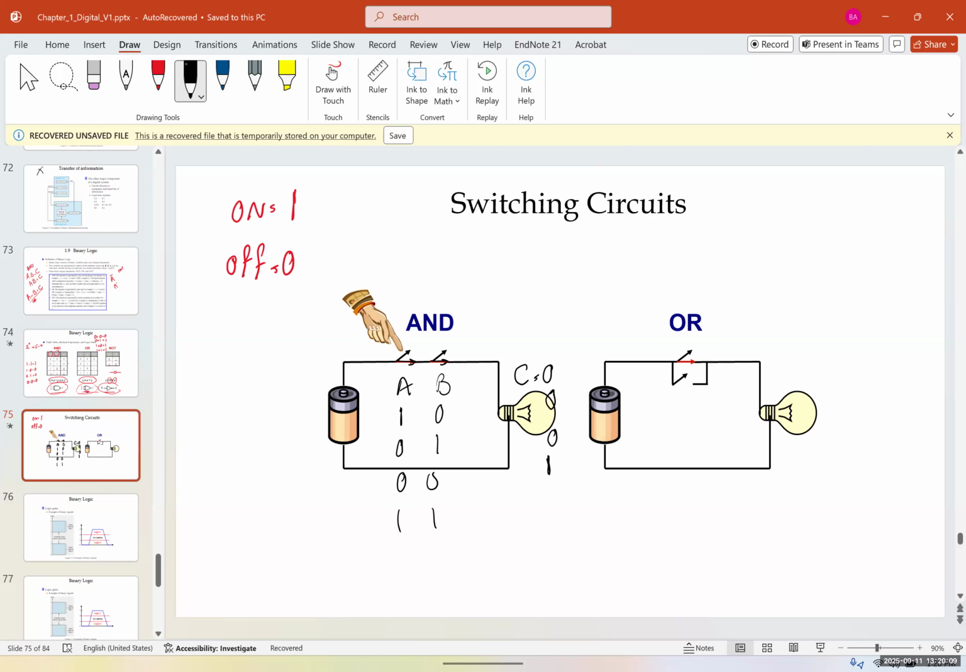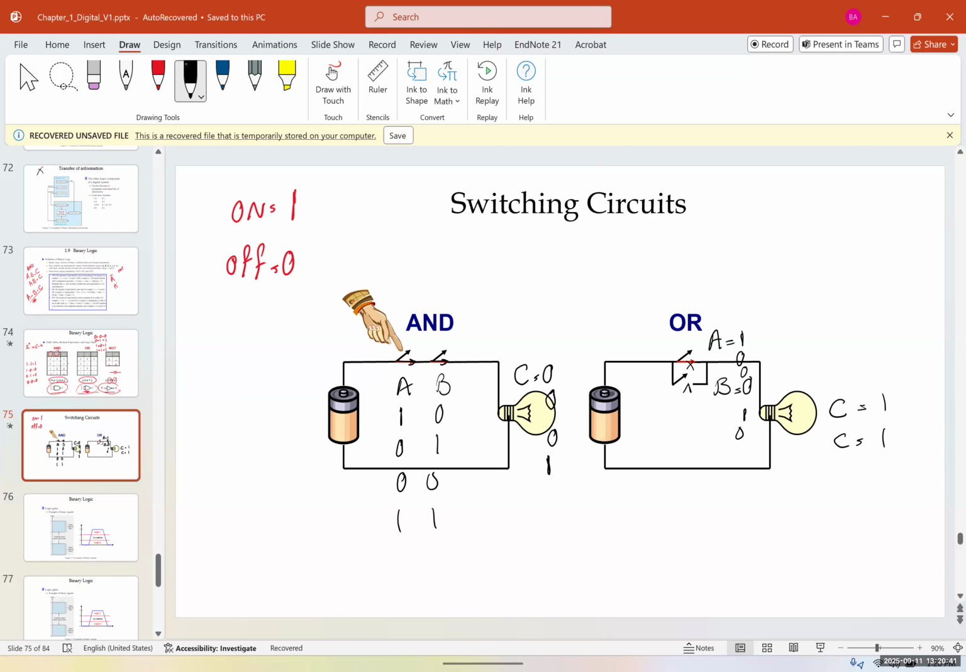The OR logic is like having 2 switches in parallel. So let's say A and B, and then we have C. If A is closed, it means it's 1 and B is 0. Would the light turn on if one of them is closed? Yes, so C would be equal to 1. If A is 0 and B is 1, C will still be 1. But if both of them are 0, meaning both are off, C would be equal to 0. And if both of them are on, A is equal to 1 and B is equal to 1, then C would be equal to 1.